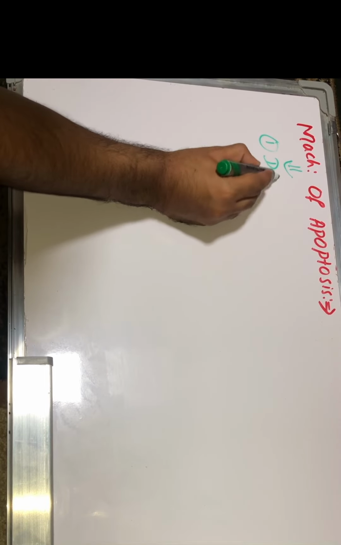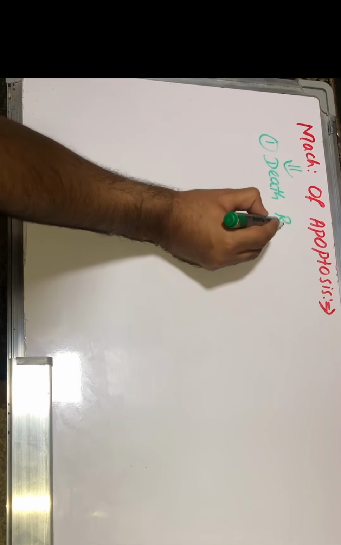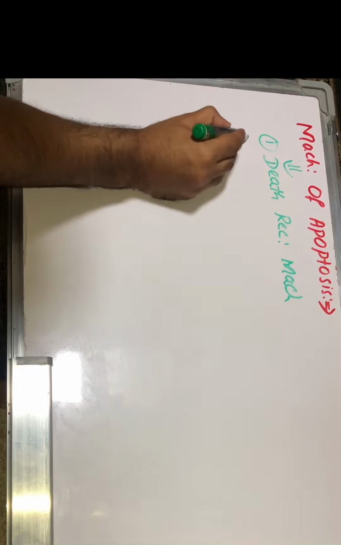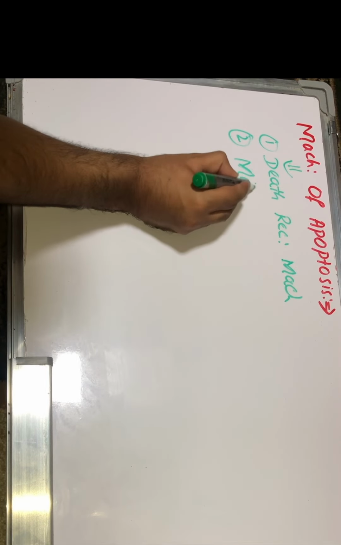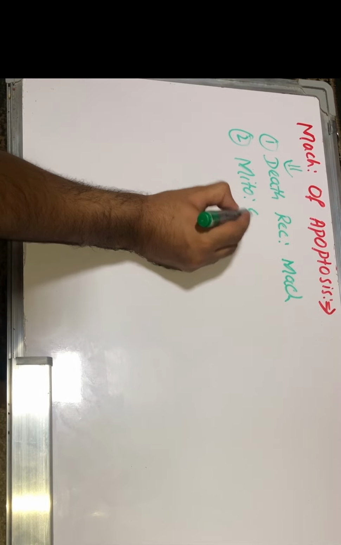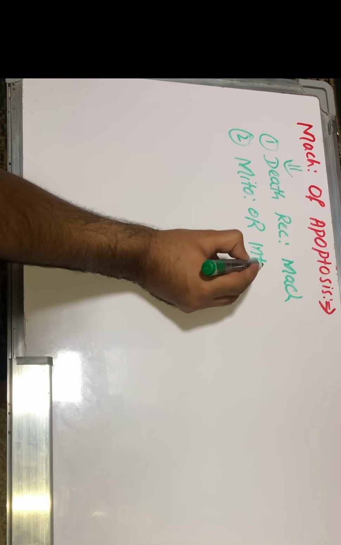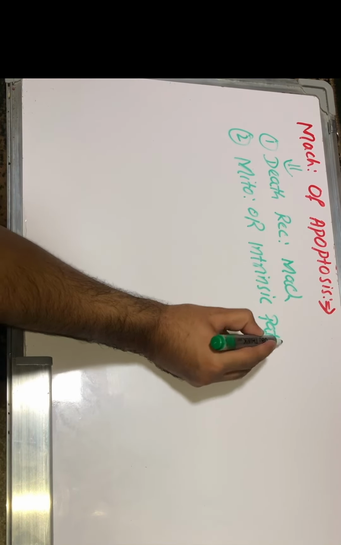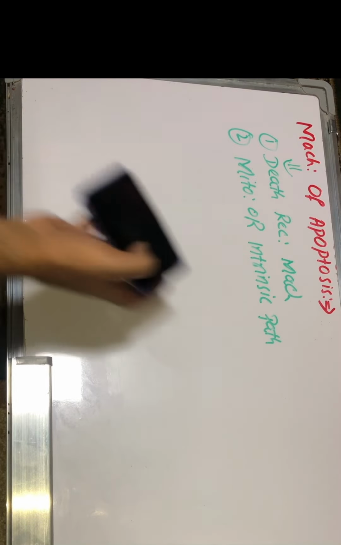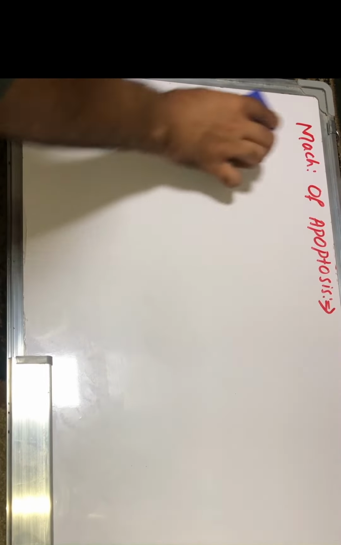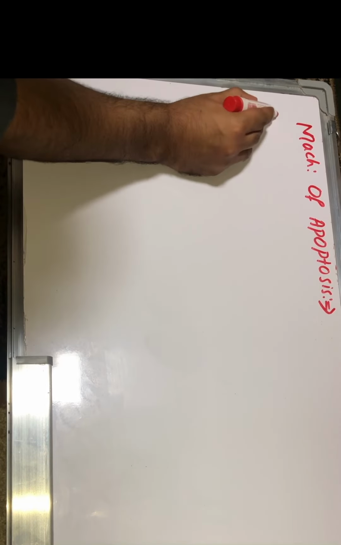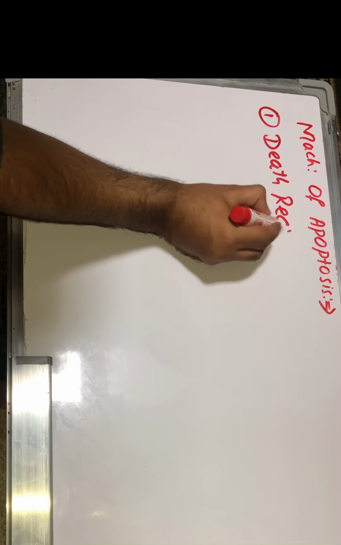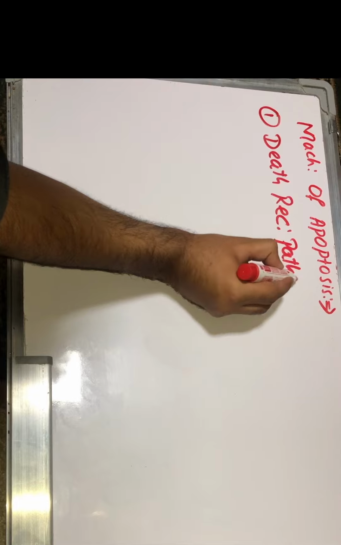Apoptosis occurs by two mechanisms. Number first, the death receptor mechanism, and number second, the mitochondrial or intrinsic mechanism or pathway. So what is the death receptor mechanism? The death receptor mechanism or pathway.